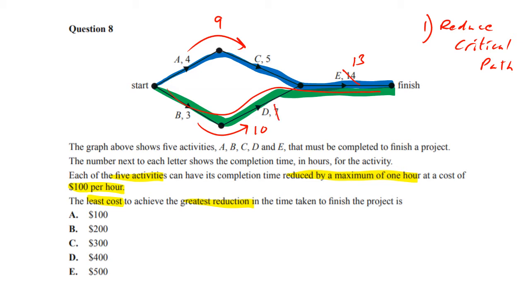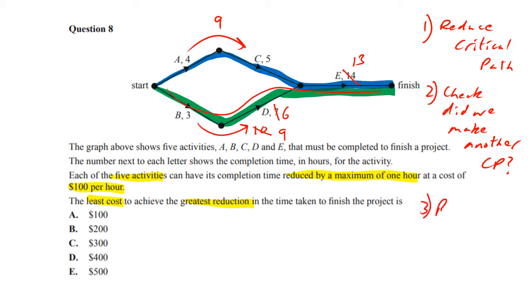I'm going to choose D. I'm going to reduce it by 1 to 6. That means that part of the path B and D now takes 9. And so what happens here is, we've got to check, did we make another critical path? And we did. So now we must reduce all critical paths. So when we say reduce critical path, we might say reduce all critical paths.